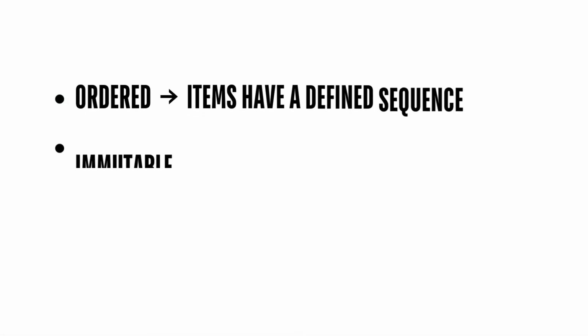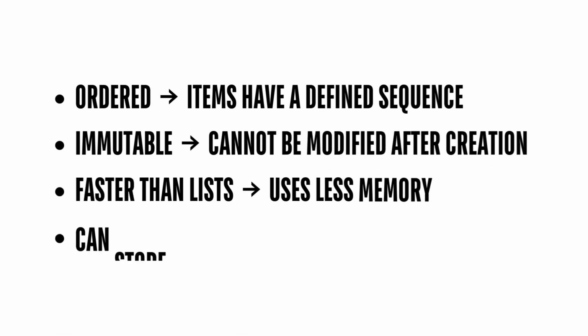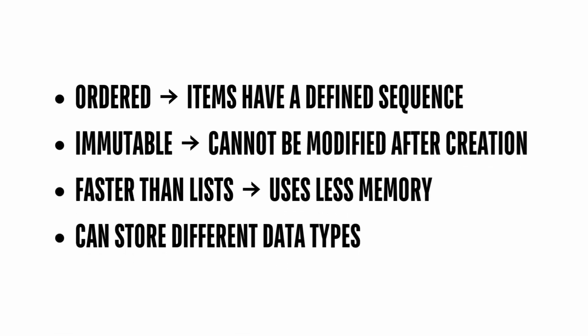Key features of tuples. Ordered: items have a defined sequence. Immutable: cannot be modified after creation. Faster than lists, uses less memory. Can store different data types.